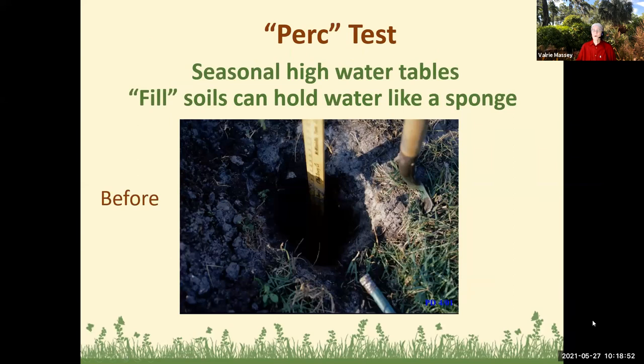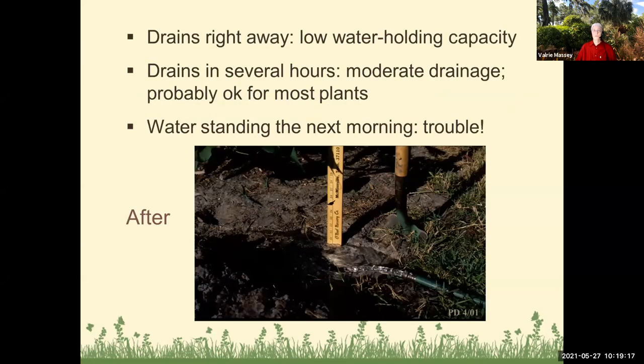We want to check your soil. Some of you already know by trying to plant something whether you have compact soil. You can determine what kind of soil you have by doing a perk test. That means you dig a hole about 19 inches down, and you fill it with water. If it drains right away, you have very sandy soil, with low water holding capacity. If it takes several hours to drain, that's moderate drainage, and that's probably okay for most plants. If water is standing the next morning, you have a problem, and that means you most likely have compact soils.